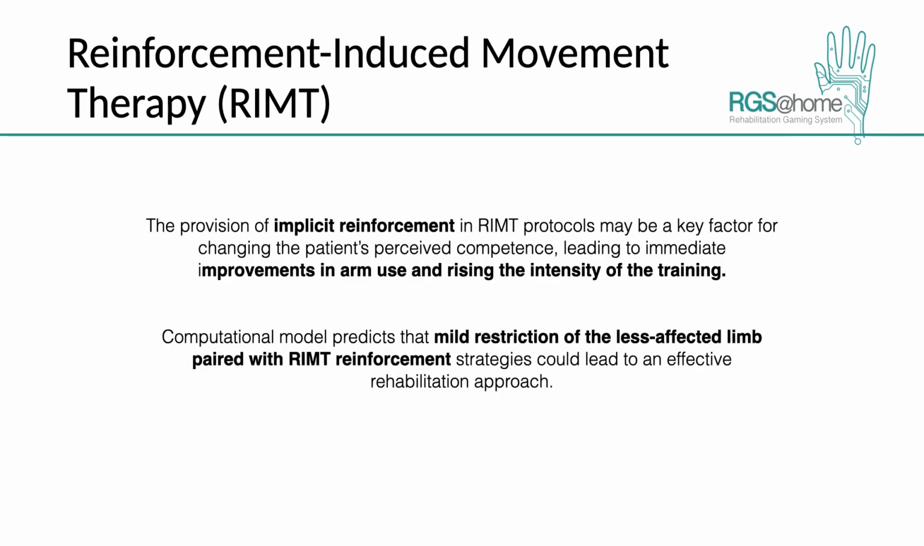So to conclude, we presented data showing that the provision of implicit reinforcement in reinforcement-induced movement therapy protocols may be a key factor for challenging the patient's perceived competence, leading to immediate improvements in arm use and raising the intensity of the training. And also we showed a computational model that predicts that mild restriction of the less affected limb paired with reinforcement strategies could lead to an effective rehabilitation approach.